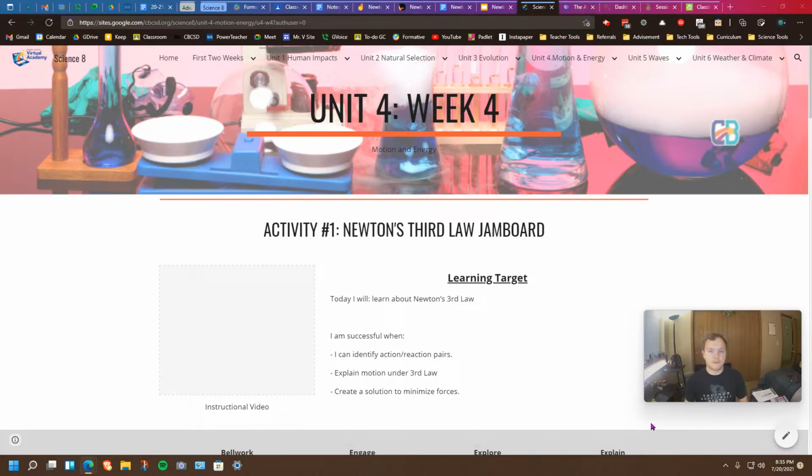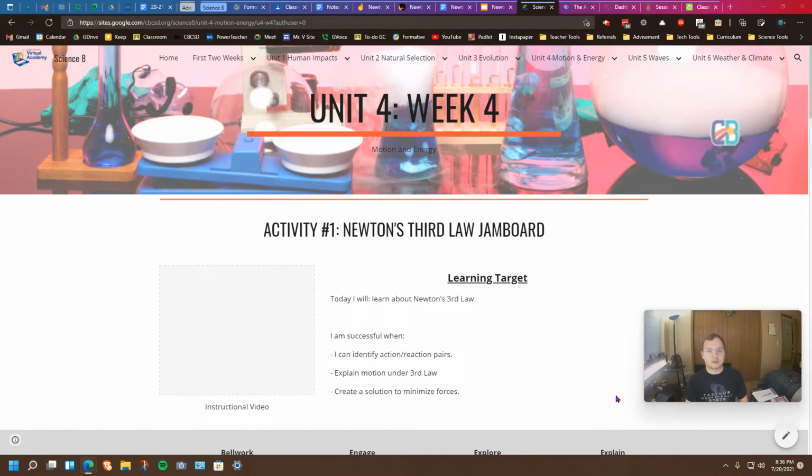We're really focusing this week on learning about Newton's third law. To review, we learned about Newton's first law: objects in motion will stay in motion, and objects at rest will stay at rest unless acted upon by an outside force. We learned about Newton's second law, which is force equals mass times acceleration, and how force, mass, and acceleration relate to each other and impact each other in terms of what we see throughout our natural daily world.